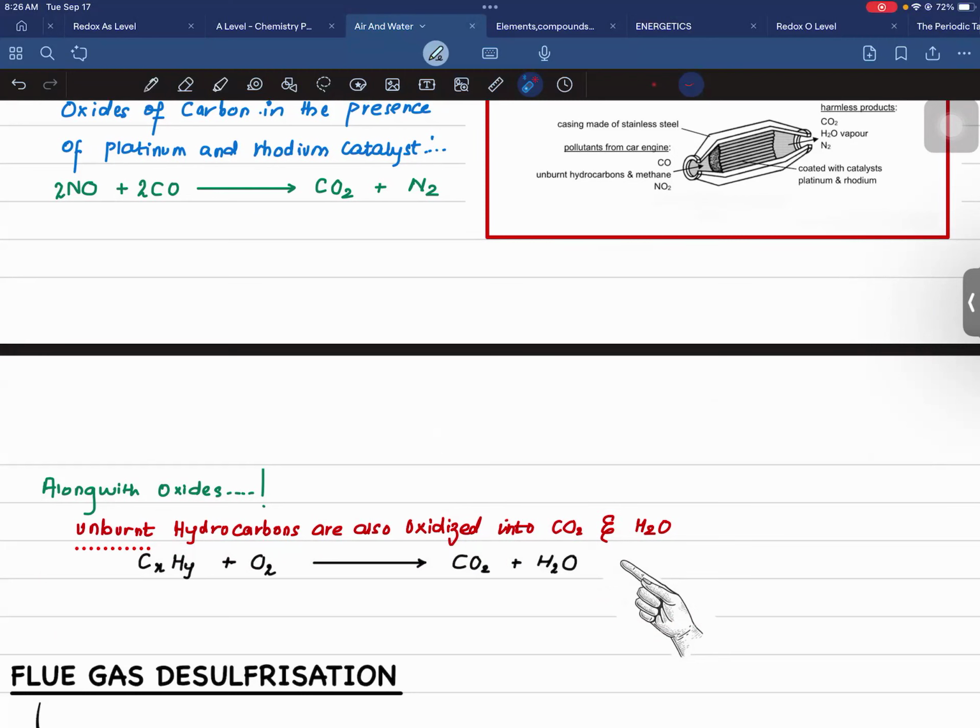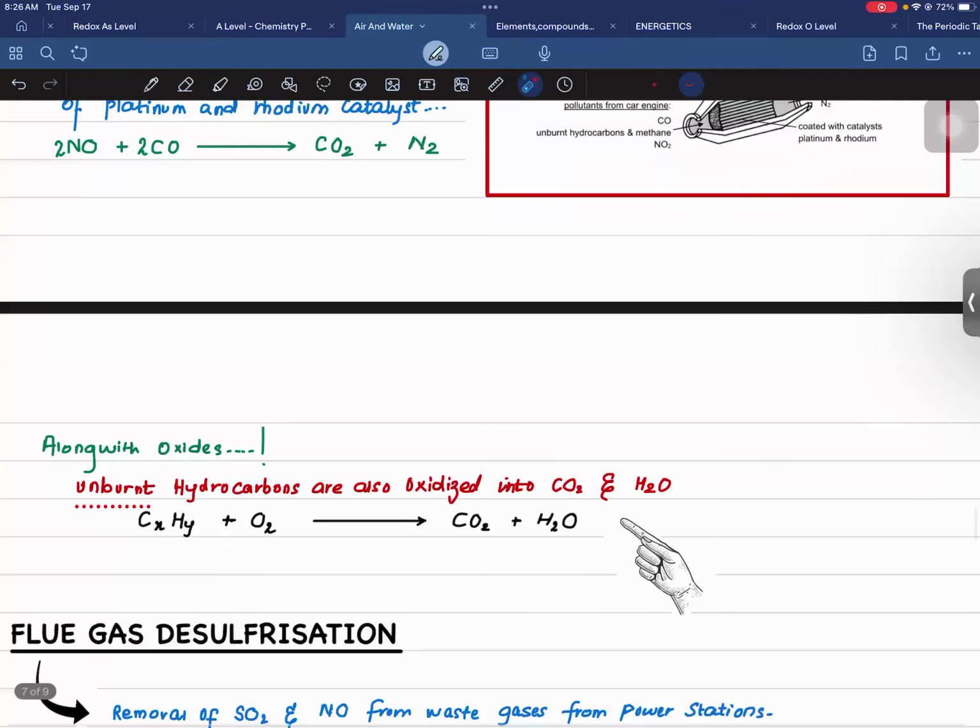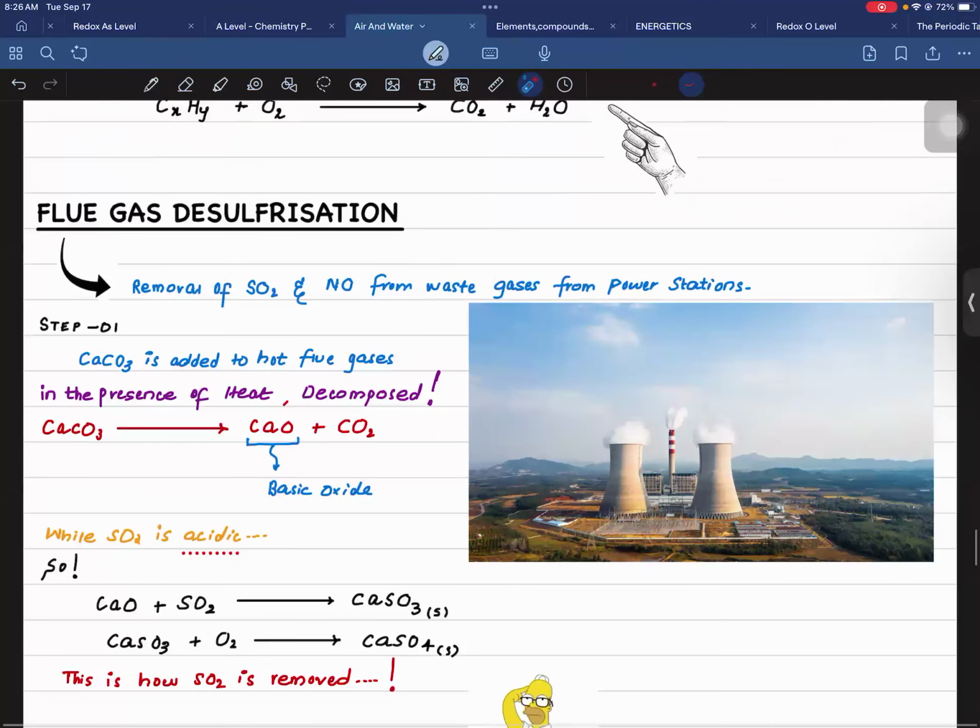We are going to have some topical past papers, don't worry about that. And then I told you that this is flue gas desulfurization.